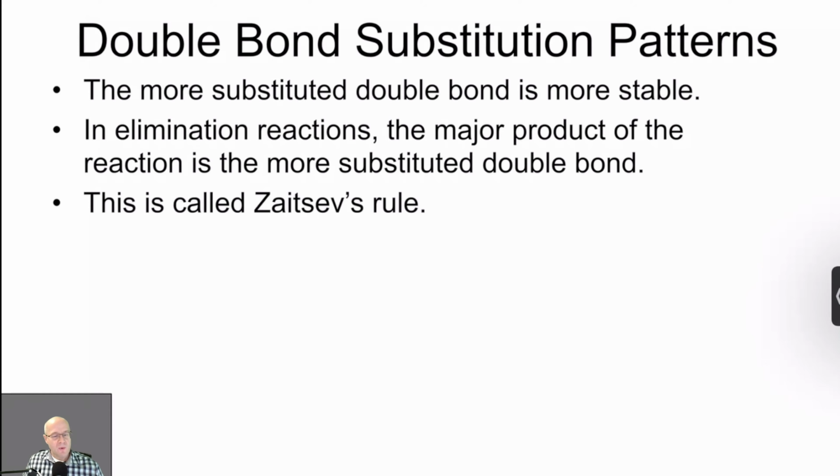All right, so now that we've learned about SN1 reactions, E1 reactions, deprotonation, double bond formation, all this kind of stuff, we need to learn about something called Zaitsev's rule. Now, Zaitsev's rule says, all things being equal, given a choice, a more substituted double bond will be the major product. A more substituted double bond will be the major product in an E1 reaction, all things being equal.